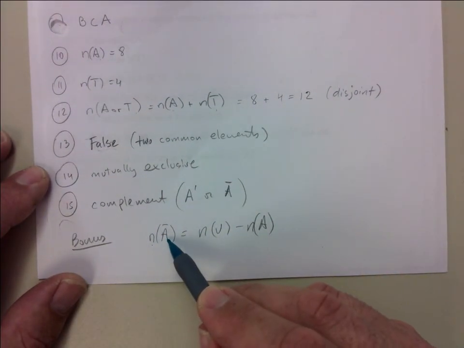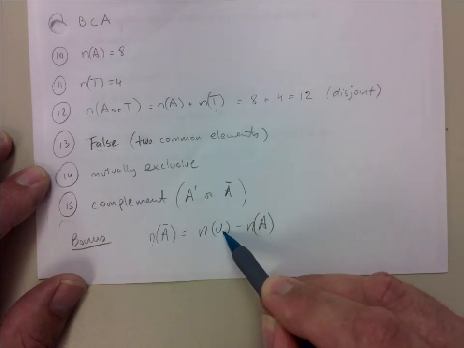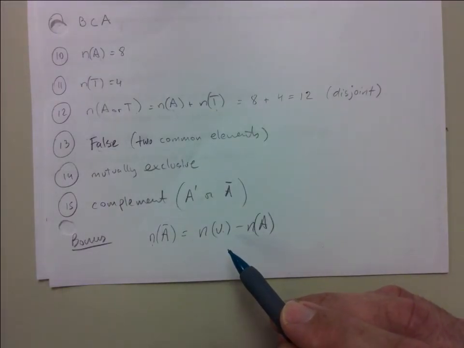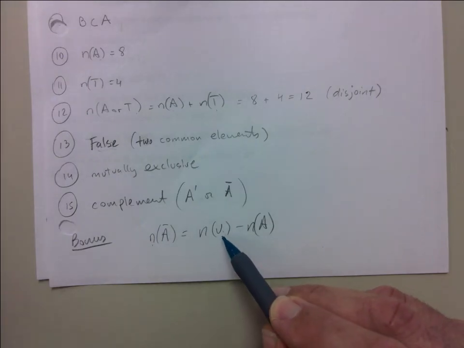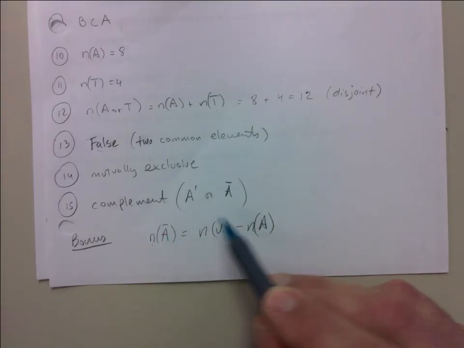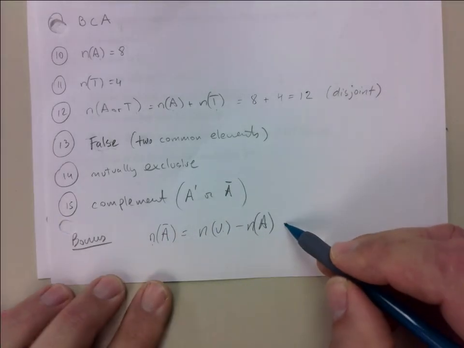N of not A is really taking the universal. In this case, I call it U, but sometimes a question could call the universal S or whatever. But it's the universal, all possible outcomes, minus whatever is in A. That gives you the complement. So you get another bonus for that one.